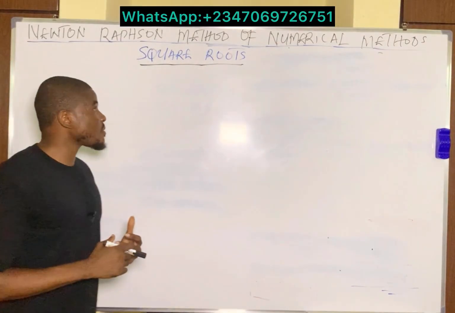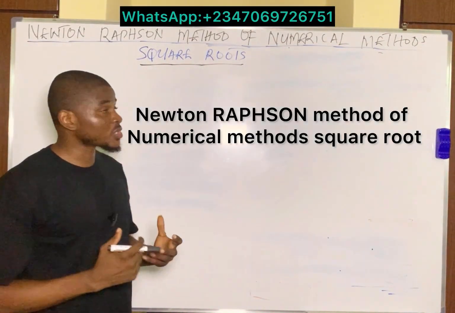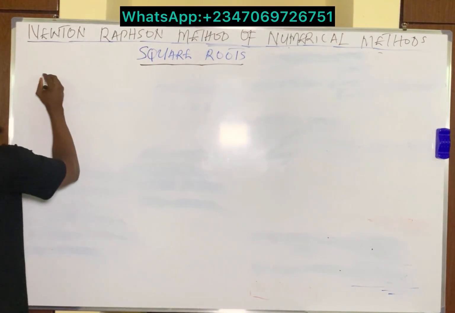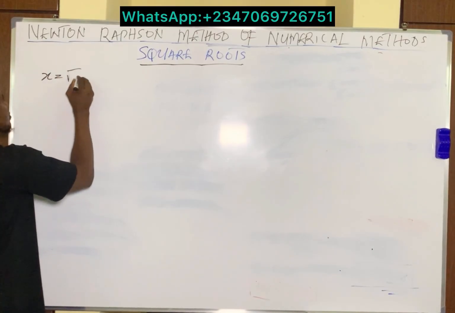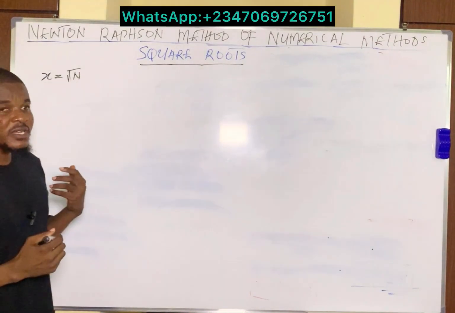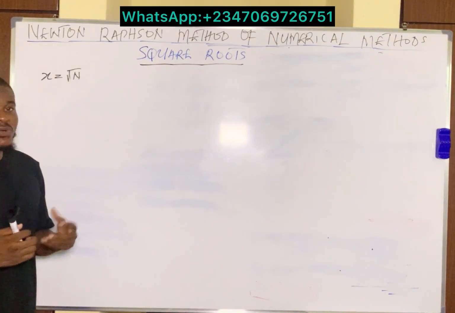So in this video, we are going to be looking at the Newton-Raphson's method of numerical methods, and we are going to be focusing on square roots. Now let's say x is equal to the square root of n, and we are asked to approximate the root of this equation using the Newton-Raphson's method. How do we go about this?